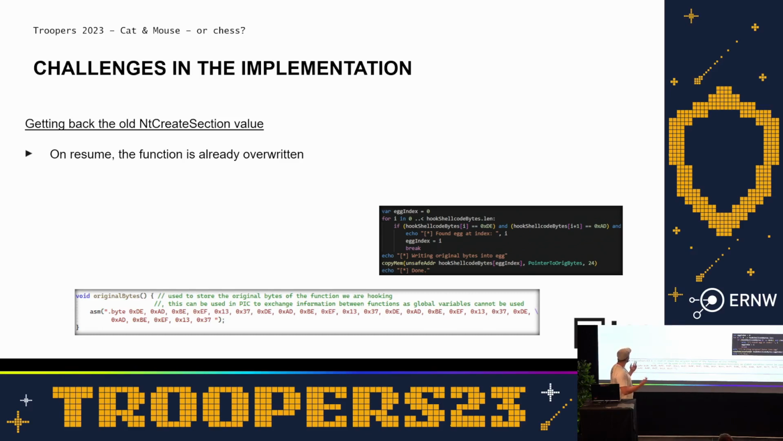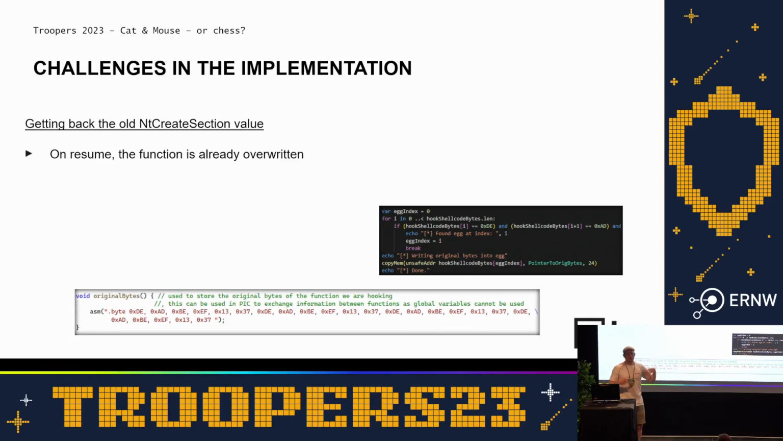Okay, then there were more challenges in the implementation. For example, one problem is you have to, at some point, get back the original content of NT_create_section. Because if we placed our hook in NT_create_section and the code is resumed, then our code gets executed, our shellcode. But if it's some legitimate DLL which has to be loaded, like not the EDR DLL, but kernel32 DLL or something else, then we have to call the original NT_create_section function again. But this is already overwritten. This is overwritten by our hosting process.